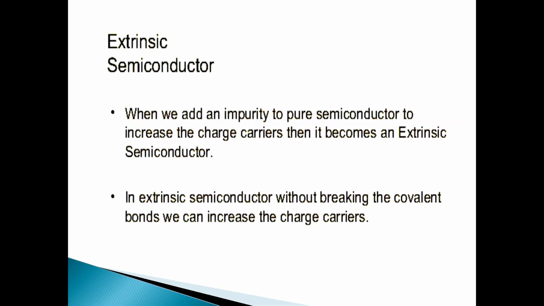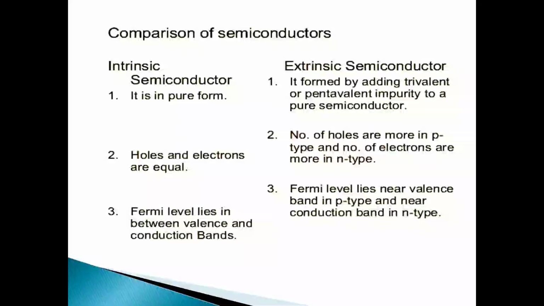Now for extrinsic semiconductor, when we add any impurity or doping to the pure form of semiconductor, it becomes an extrinsic semiconductor. That is, without breaking the covalent bond, we can increase the number of charge carriers by increasing the doping concentration. Now what is the difference between an intrinsic and extrinsic semiconductor? We will see that. An intrinsic semiconductor is a pure form of semiconductor, while the extrinsic semiconductor is one which is made by doping.